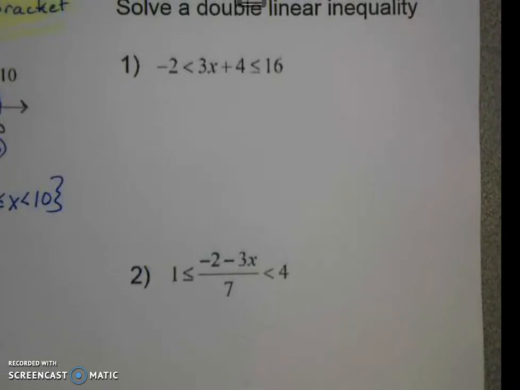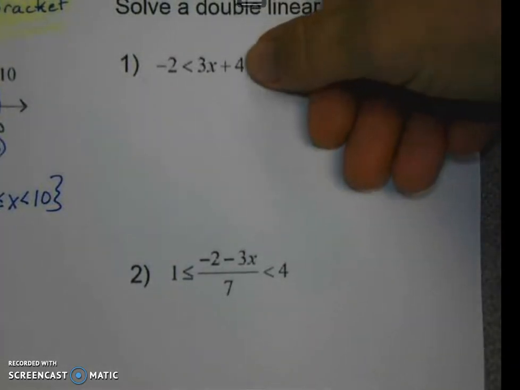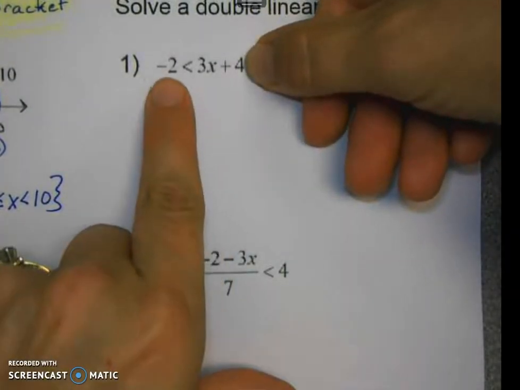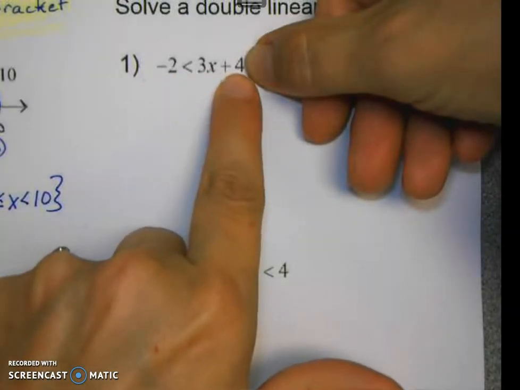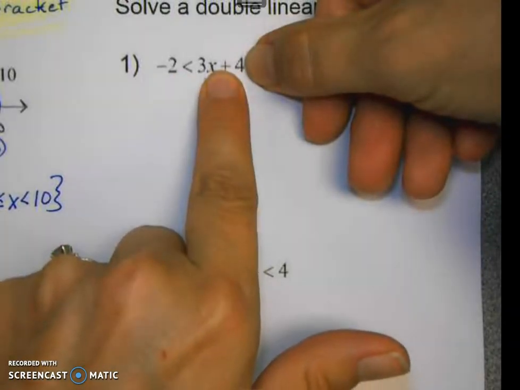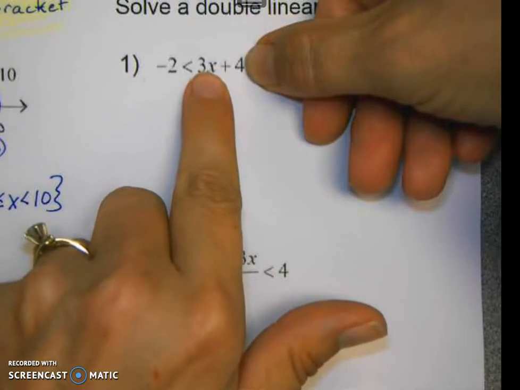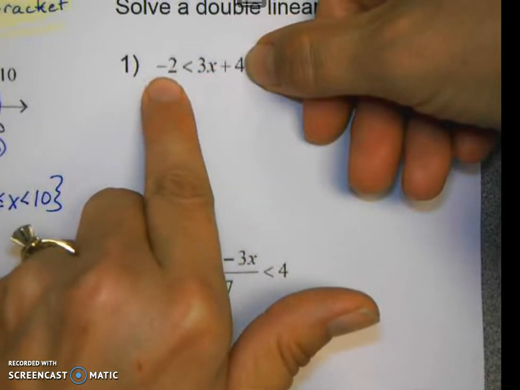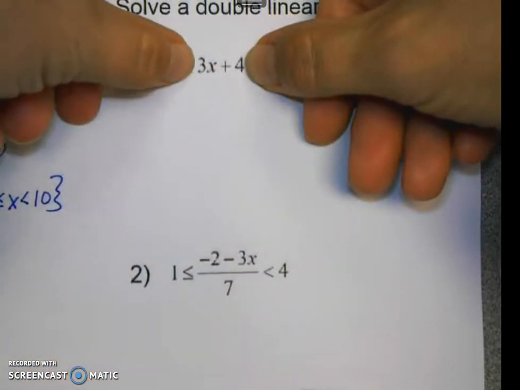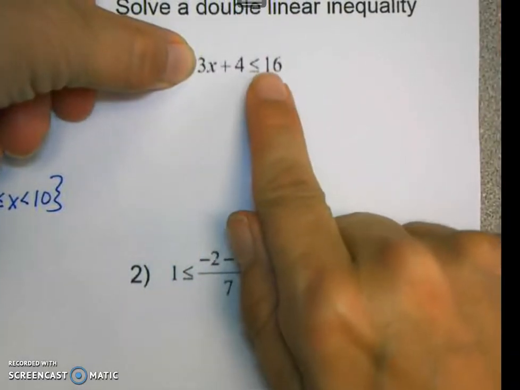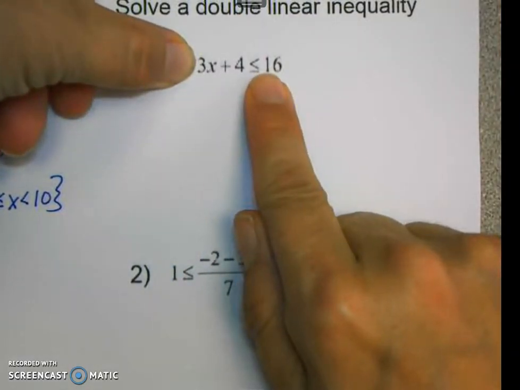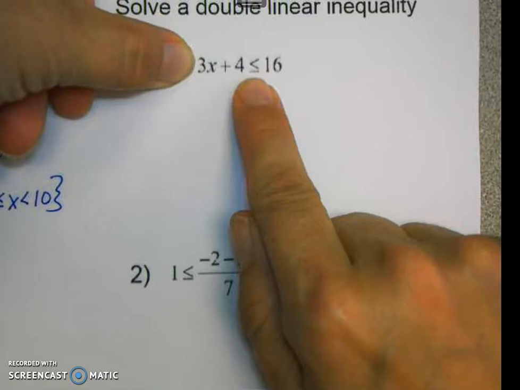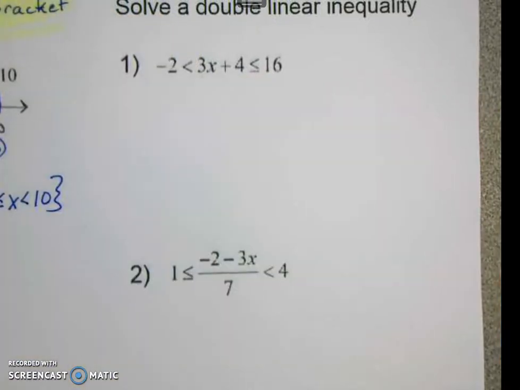So this is a double linear inequality because they're trying to ask you two things. They want to know, if you cover this up, when will -2 be less than this linear equation? So they want to know all the x's that will make this bigger than -2, and they want all the x's that will keep this below the 16 or equal to the 16. So I'm going to show this two ways.